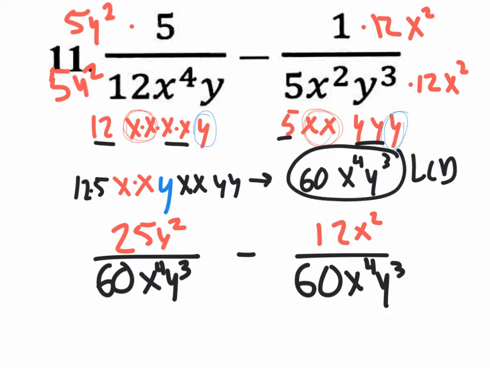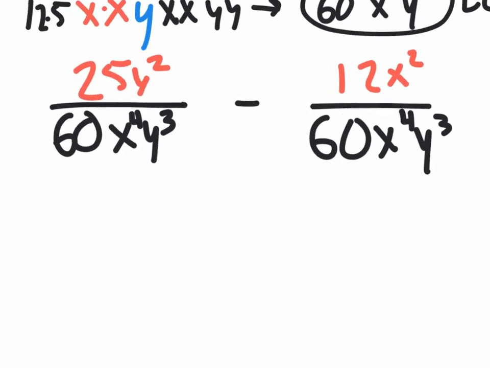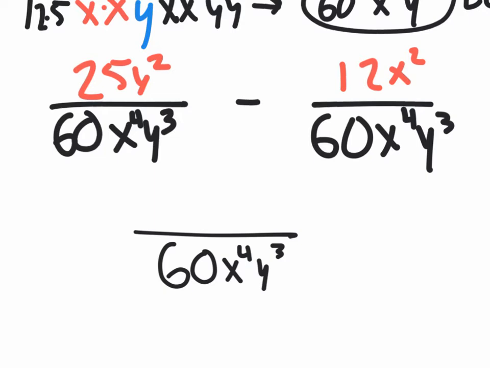Now, ladies and gentlemen, we have two fractions right here with a common denominator, and now we're able to subtract the top with the top. So what's 25y squared take away 12x squared? You can't do it. They're not like terms. So you could write your answer over the common denominator. And since you can't really subtract them, you could write 25y squared minus 12x squared.